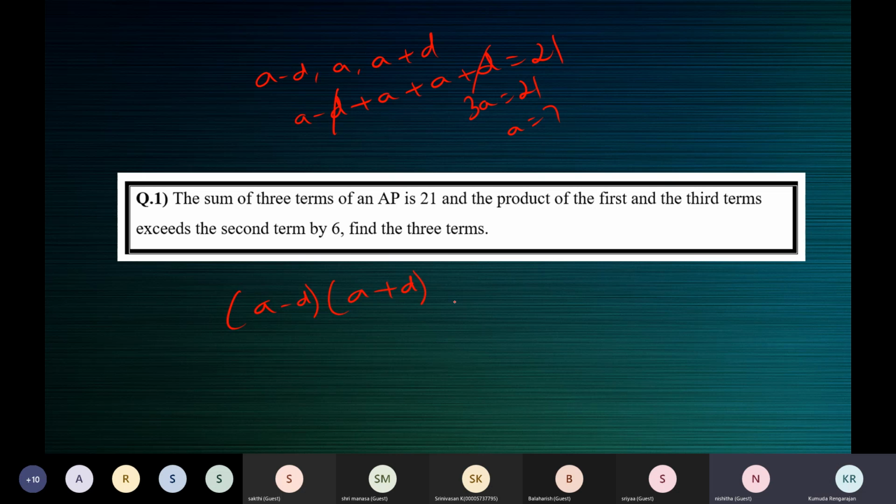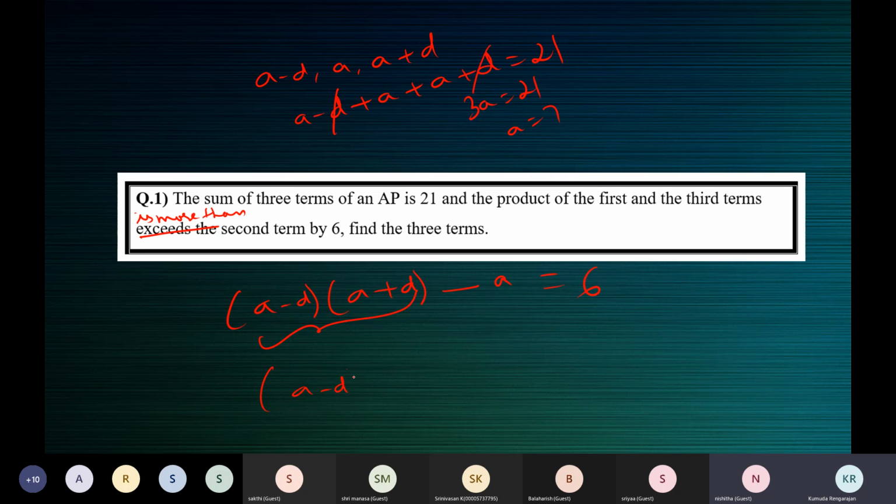The product of the first and third terms exceeds the second term by 6. Exceeds means is more than. Read it like that: this product is more than the second term. More meaning some difference is given to you. Which is the second term? A is the second term. So the difference is 6.